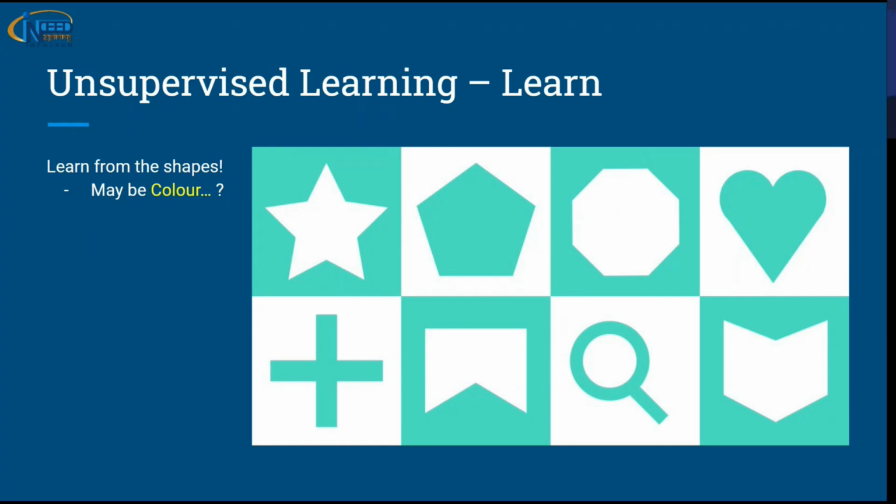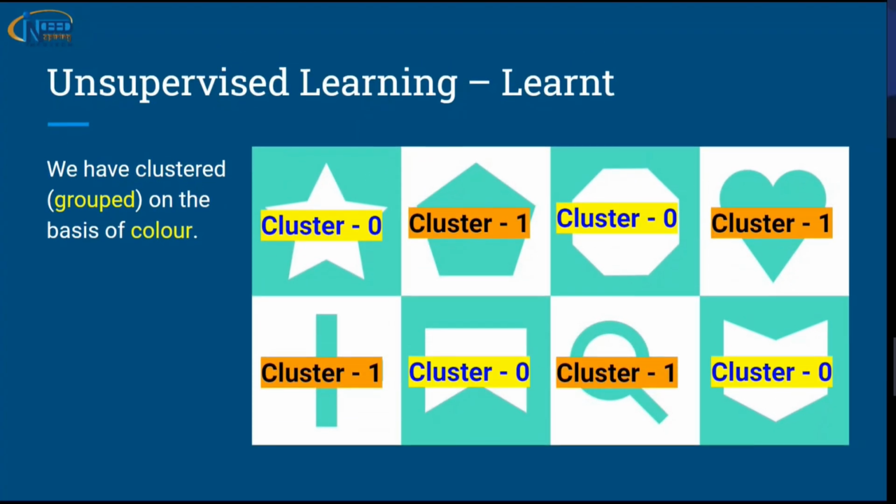Ultimately you have to find a way to group these particular items. So I went with color. You can see cluster 0, cluster 1, cluster 0, cluster 1. I have all the whites in cluster 0, and all the greens, I will call it green as of now, in cluster 1. So we were able to divide it into groups.